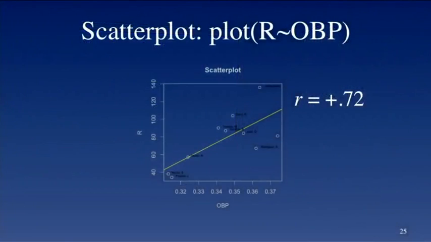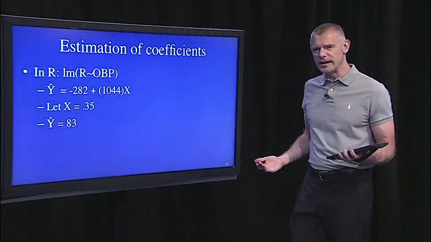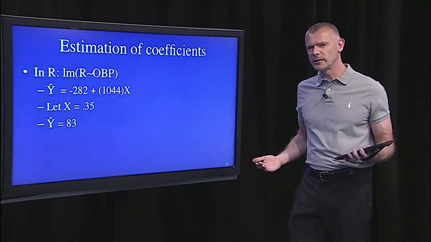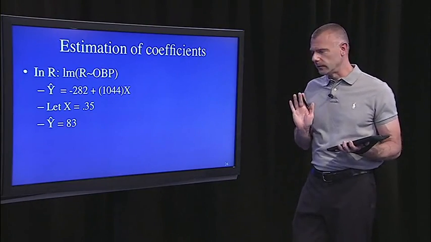So again, let's go back to this example. If I run this in R, and you'll see in lecture 9 that the function we'll use is just LM in R. That stands for linear model. It's just LM, open parentheses, y tilde x. So LM, outcome variable, tilde, predictor variable. Here's the regression equation from R. It looks a little weird, doesn't it? Negative 282 plus 1044 times x. Why is that so weird? I'll get to that in a second.